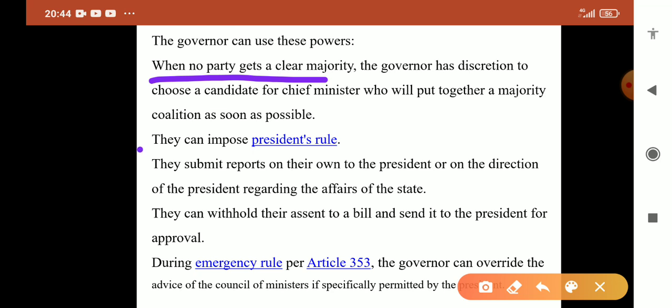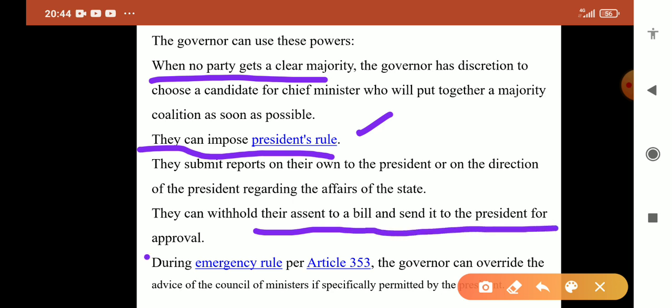president's rule. President's rule impose करते वक्त भी ऐसा possibility है, and they submit report on their own to the president on the direction of the president regarding affairs of the state also. तो वहाँ पे भी council of ministers की suggestion की जरूरत नहीं होती है. They can withhold their assent यानी signature जो बिल करना है and can send any bill for the approval of the president.